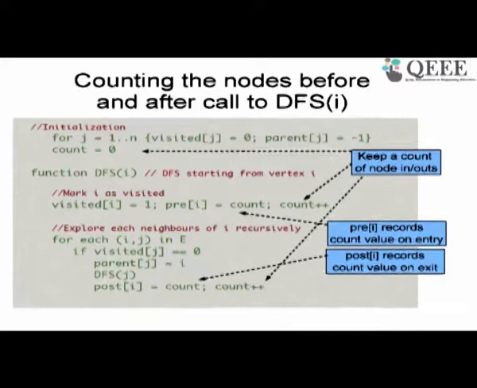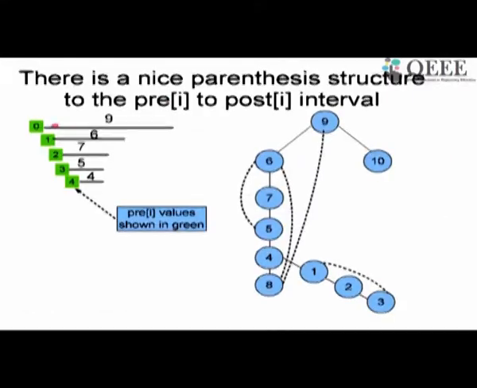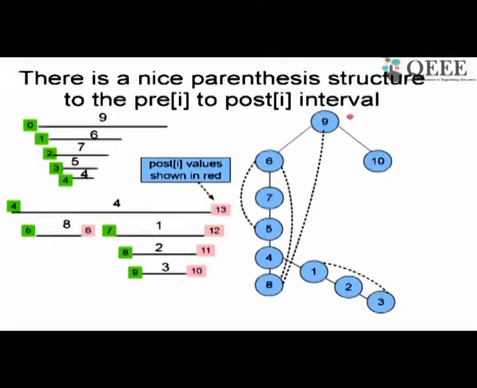And then we said basically that if you take the pre value and the post value, I have indicated pre by green and the post by red, then there is a nice parenthesis structure to this pre-post value. And in particular we found an application for the pre values at least, and I am going to show you today an application of the post values. What did we say? We said we can find out the clusters in the graph by looking at the pre values. How do you find the clusters in the graph? You find the clusters in the graph by using another counter called low.